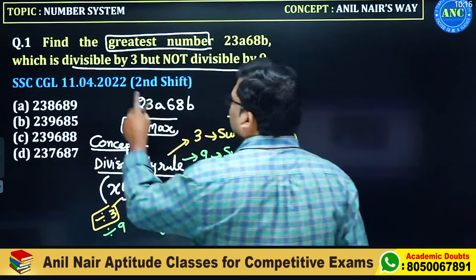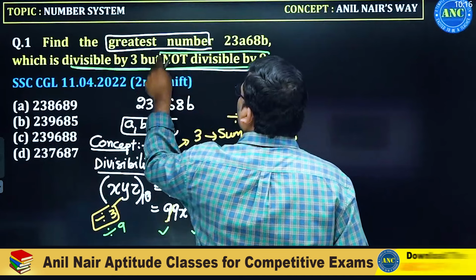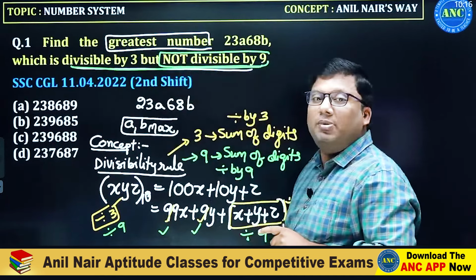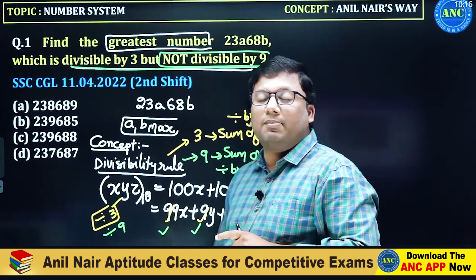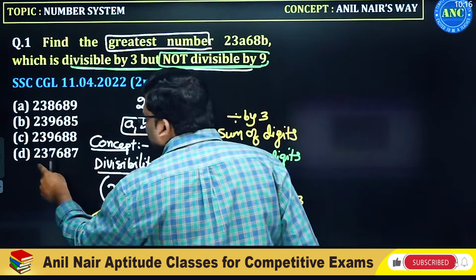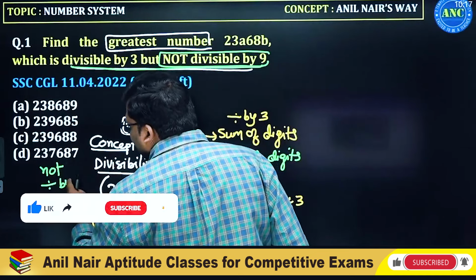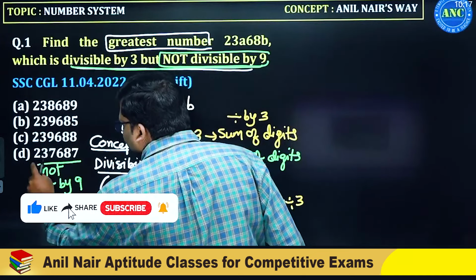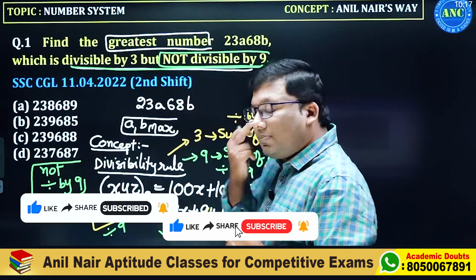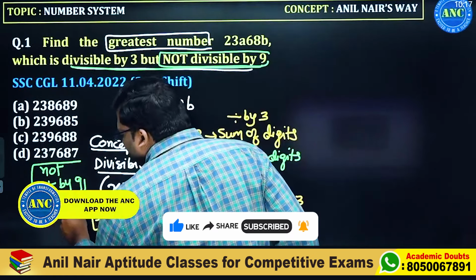Please read the question: divisible by 3 but not divisible by 9. The number should not be divisible by 9. When I say the number should not be divisible by 9, that means the answer should not be divisible by 9. When a number is not divisible by 9, that means the digital sum should not be 9.